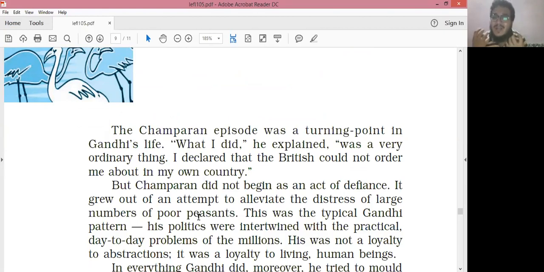See the softness inside the man. "I declared that the British could not order me about in my own country." See the peaceful condition. If you are the owner of your house, your friend cannot come and give orders in your house. Similarly, some neighbor, some enemy, or some other person cannot order us. We are Indians, it's our home, and some XYZ person cannot come and do it. So that was the way of Gandhiji. I hope all of you understood till here.